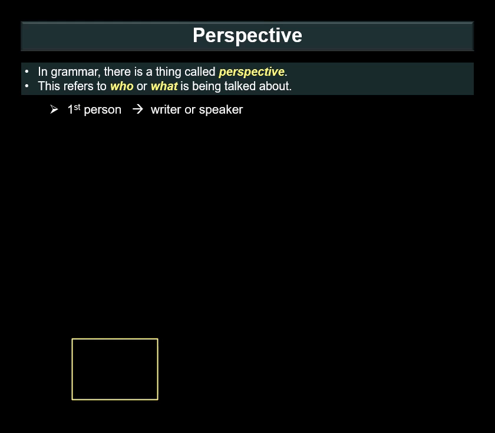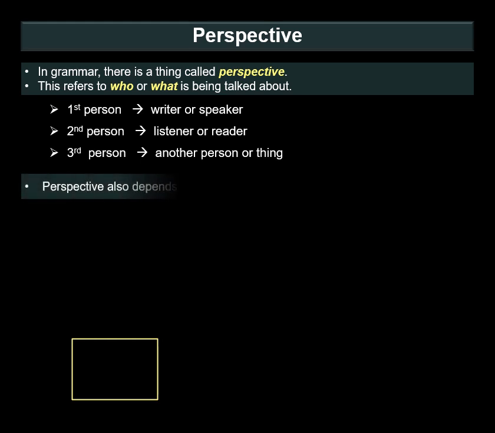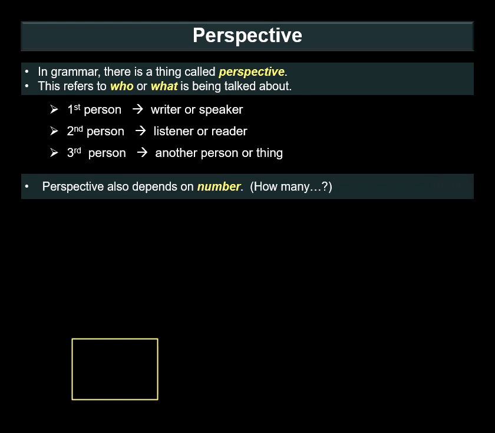Perspective includes first person, that's the writer or the speaker, I or we. Second person, which is the listener or reader, you. And third person, another person or thing. Perspective also depends on number, how many. In English, perspective is divided into two, singular meaning one, and plural meaning two or more.